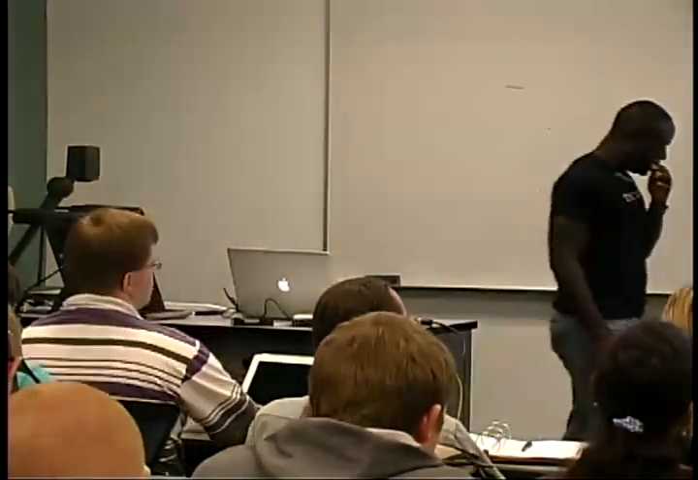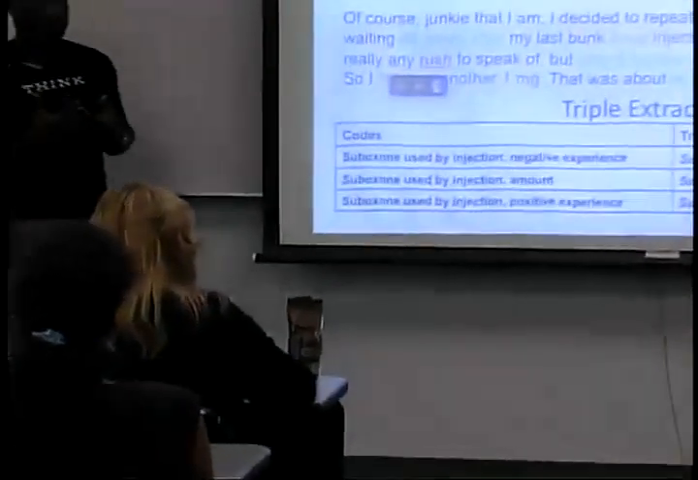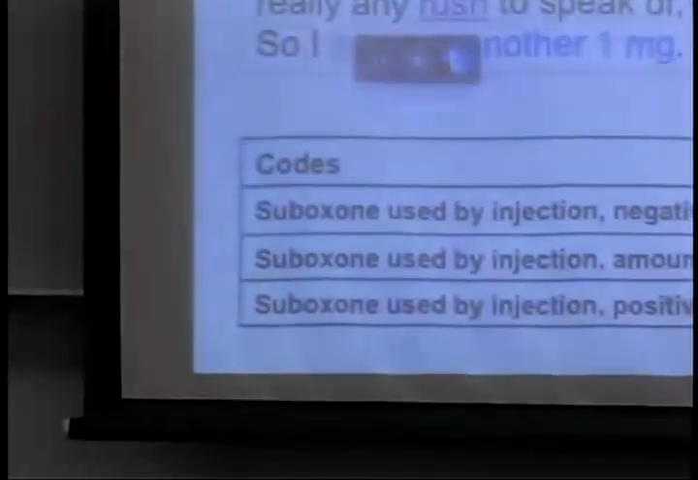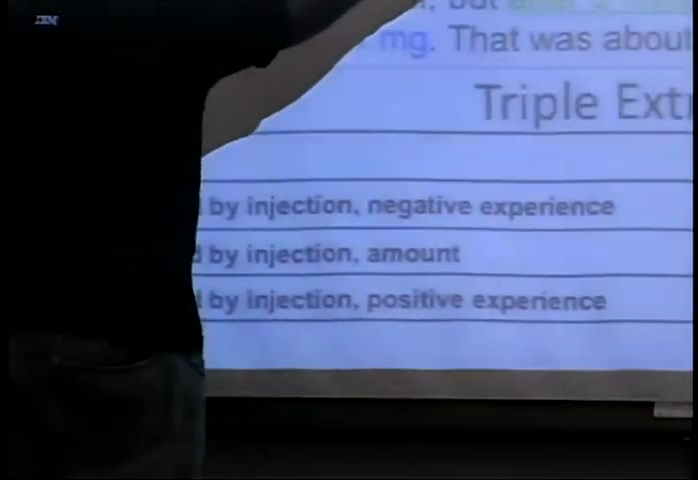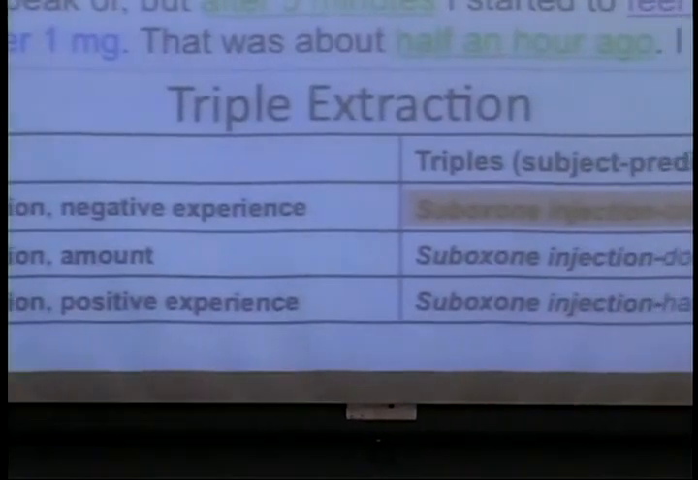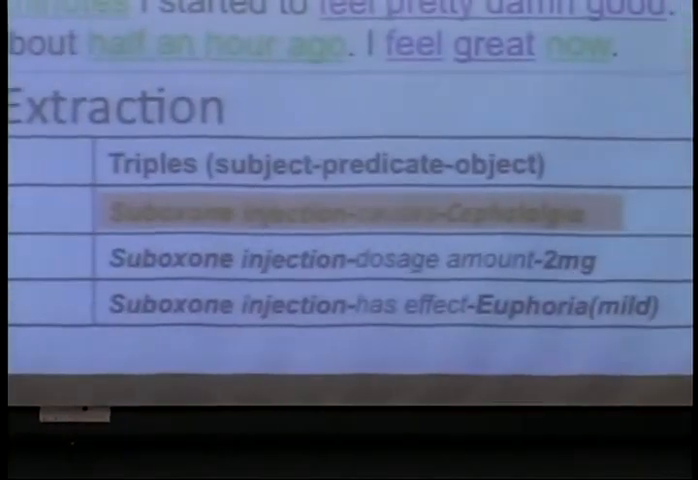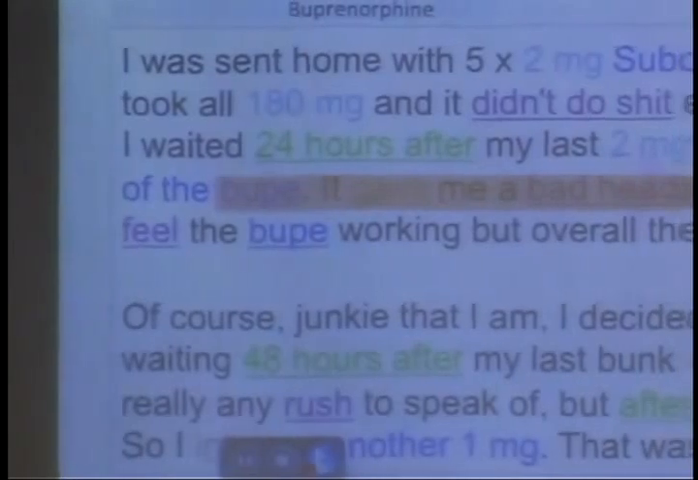However, the ultimate goal, or an intermediate goal, of what we're doing is to be able to look at this text and extract out truth. We would like to have a system that will analyze this segment of text and tell me that this segment essentially is conveying the information that Suboxone injection causes cephalalgia, if that's the proper term for a headache. Obviously not quite how a scientist would use the term.